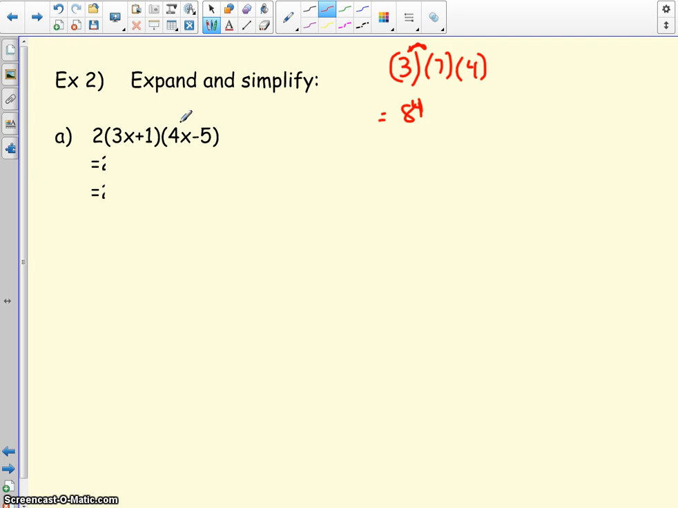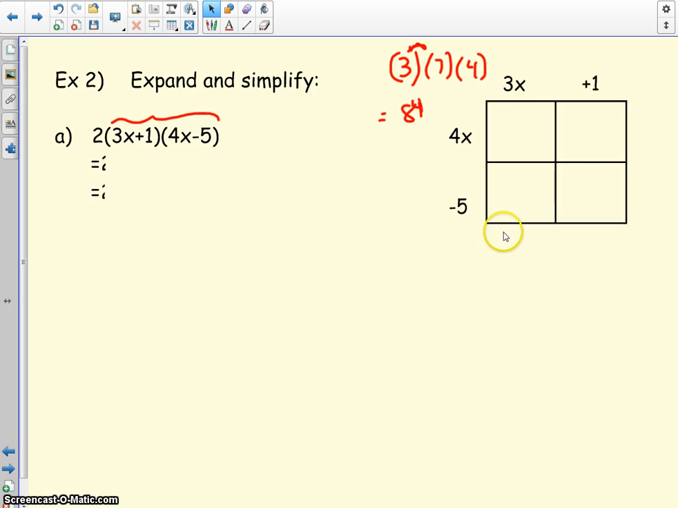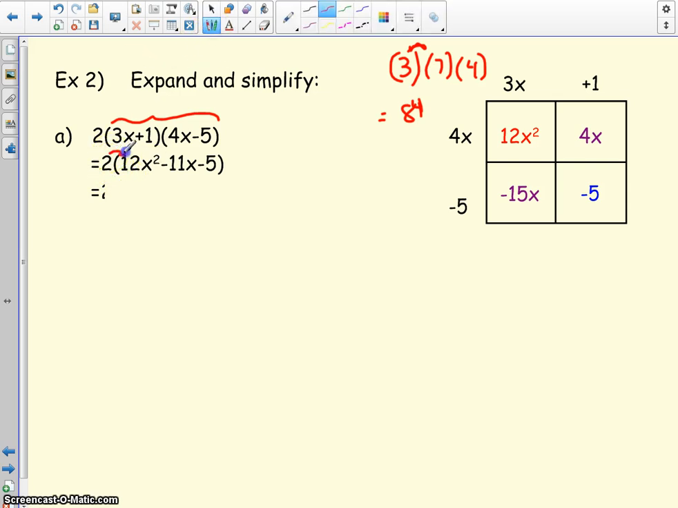My suggestion to make your life a little bit easier, in my opinion, is to start with the harder part right here, the 3x plus 1 and 4x minus 5, and use an array to expand that out. So if I set up my array that way, I can fill in the boxes using multiplication. So I wind up with 12x squared, 4x minus 15x gives me minus 11x, minus 5. And I've taken care of that tricky part, and now all I need to do is take care of this 2, and then I think back to grade 9, oh yeah, I just distribute it in. So 2 times 12x squared, 2 times minus 11x, 2 times minus 5. So that should give me an answer of 24x squared minus 22x minus 10.